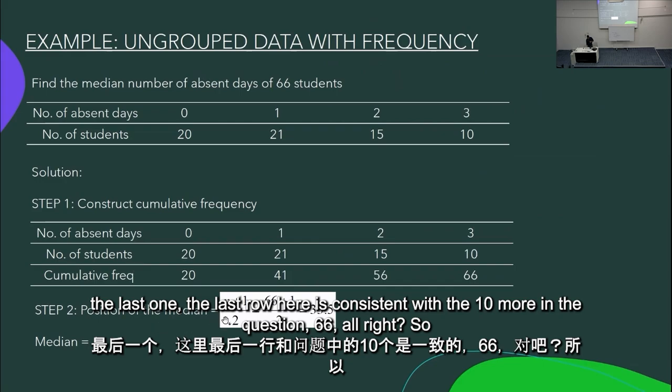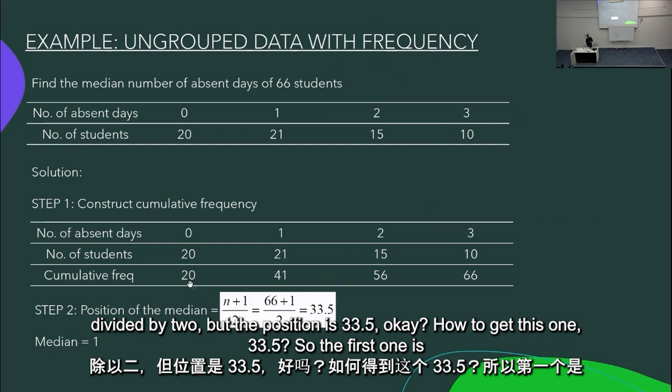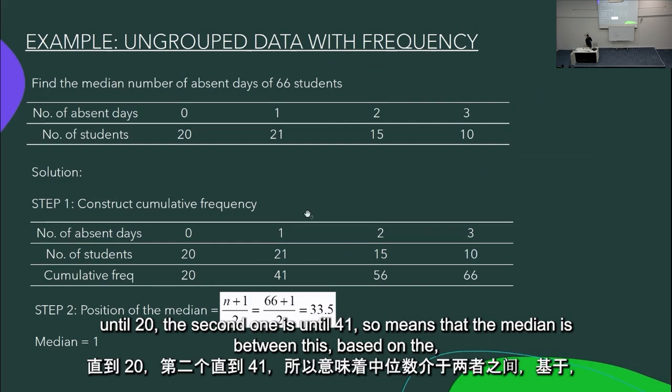The last row here is consistent with the statement in the question, 66. So the position of the median is equal to n plus 1 divided by 2. This one is 66 plus 1 divided by 2, so the position is 33.5. How to get this 33.5? The first one is until 20. The second one is until 41. So it means that the median is between these.